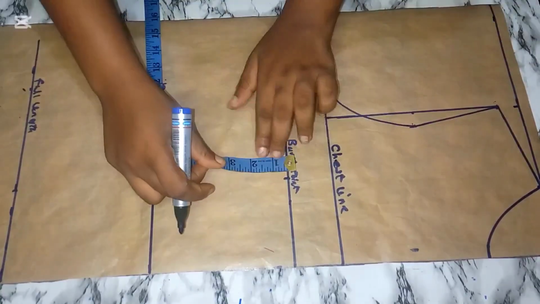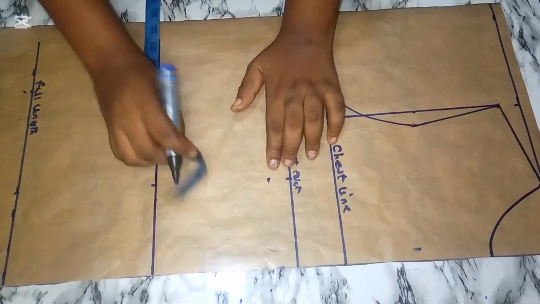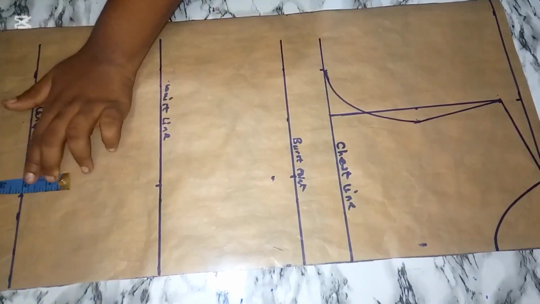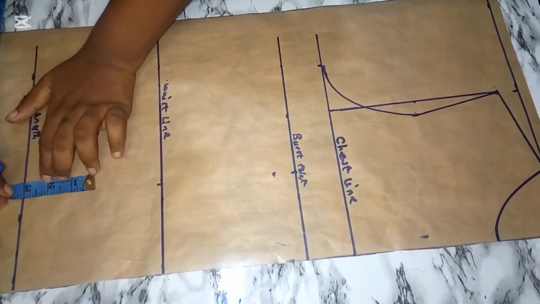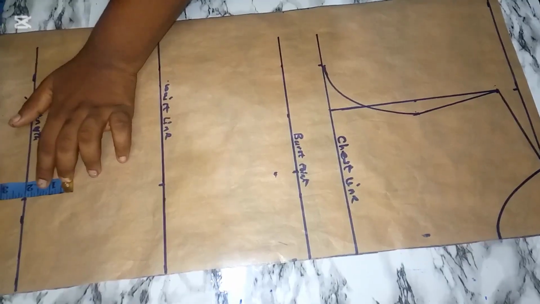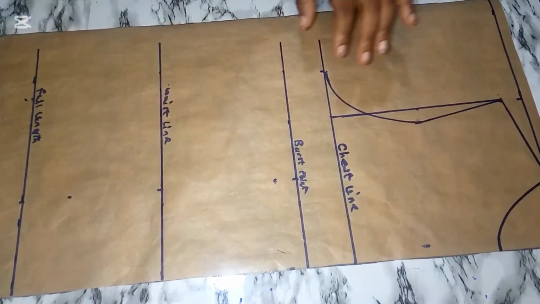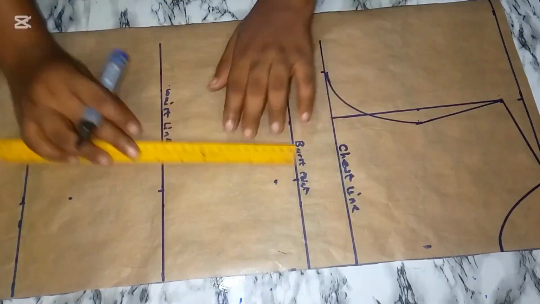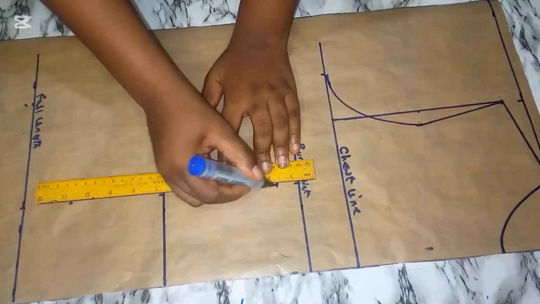Then from the bust point, I'll come down with 1 inch, and then from the full length, I'll come up with 2 inches, because you can also come up with 3 inches, but I'll be coming up with 2 because I do not want our dart to extend down to this place. Then when you are done marking out those points, you connect these points together. So I'll connect them.